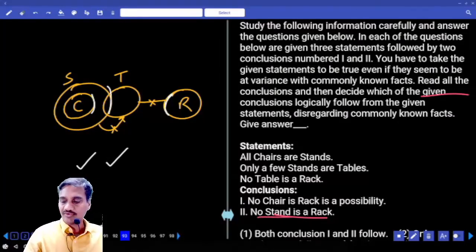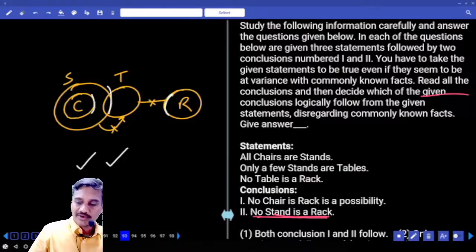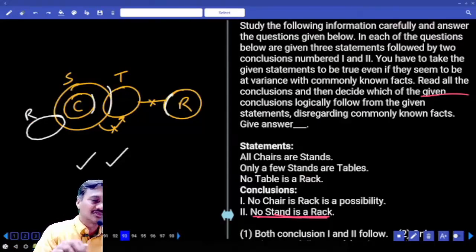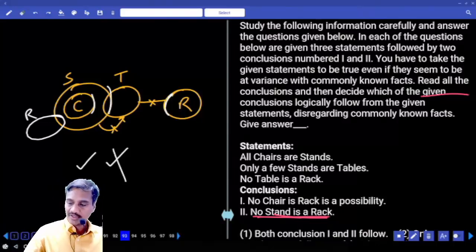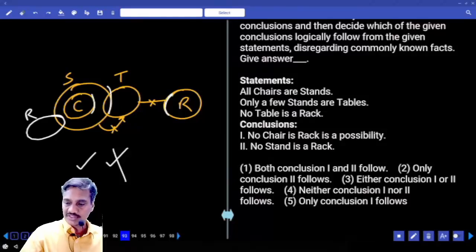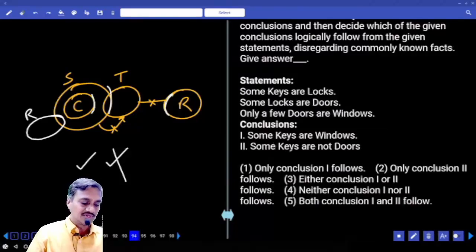Now we need to go for an alternate diagram, trying to make it false at least once. No stand is rack. To make this one false, some of the racks are stands. Now, some racks are stands is true, and no rack is a stand will become false. So what is your answer? Only one, and it is given in choice 5, question 93.